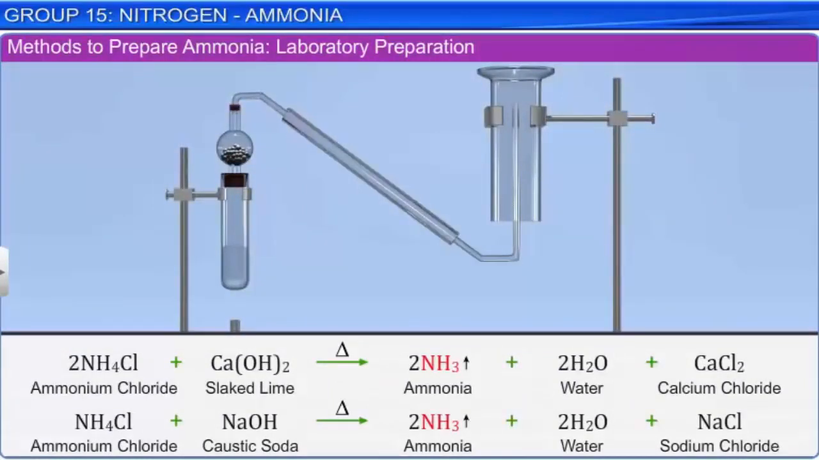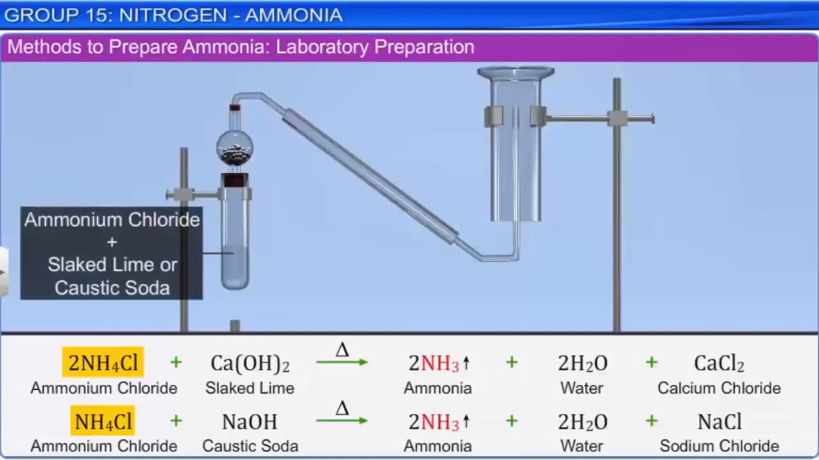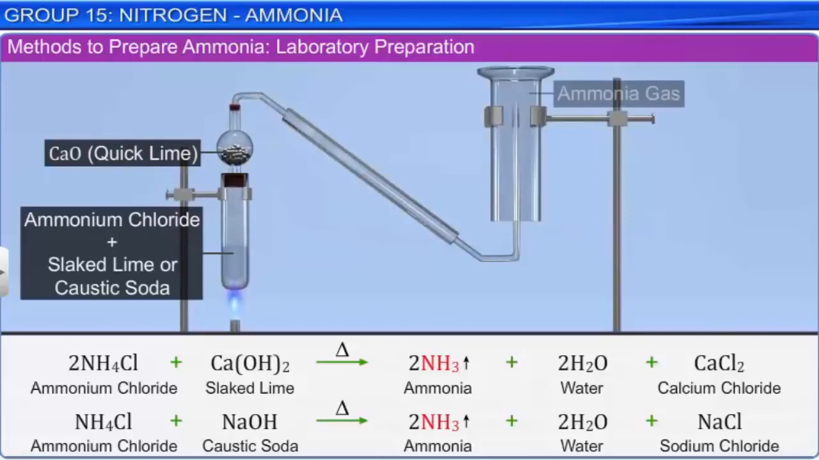ammonia is generally prepared by heating an ammonium salt with a base such as caustic soda or slaked lime. Ammonium chloride, when heated with lime or caustic soda, evolves ammonia gas. The gas evolved is dried over quicklime. The dry ammonia gas is then collected by downward displacement of air.